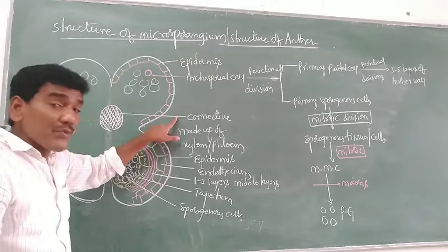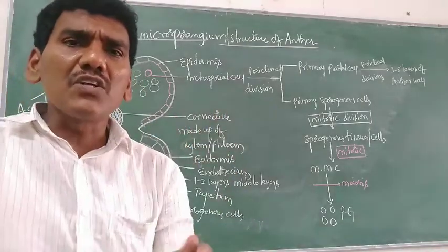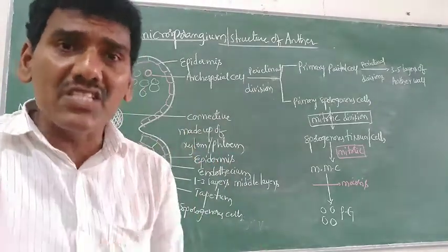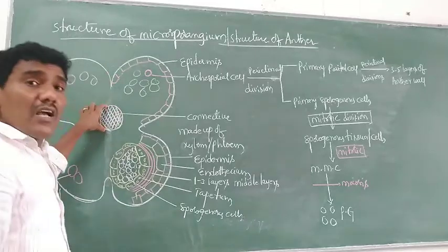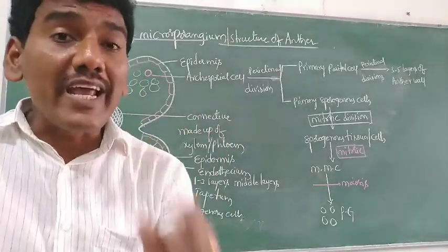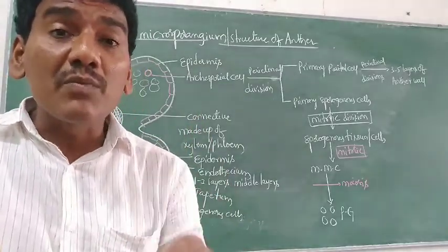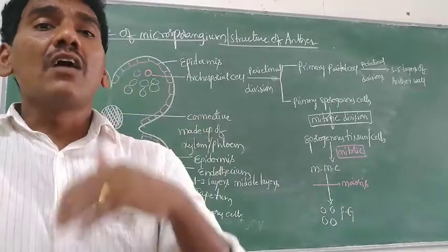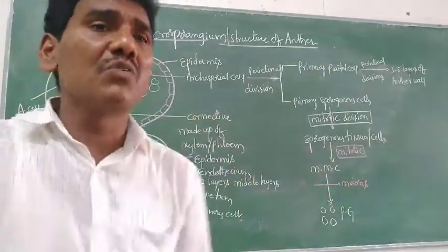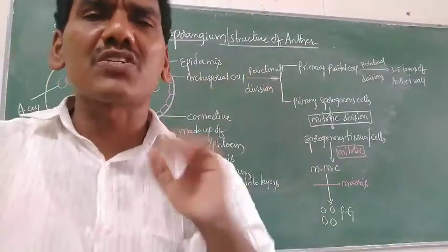The connective tissue is mainly made up of xylem and phloem. You know that xylem and phloem combine together to form the vascular bundles. Through this xylem and phloem, the transport of water and food materials is supplied for the development of the pollen grains and microspores.